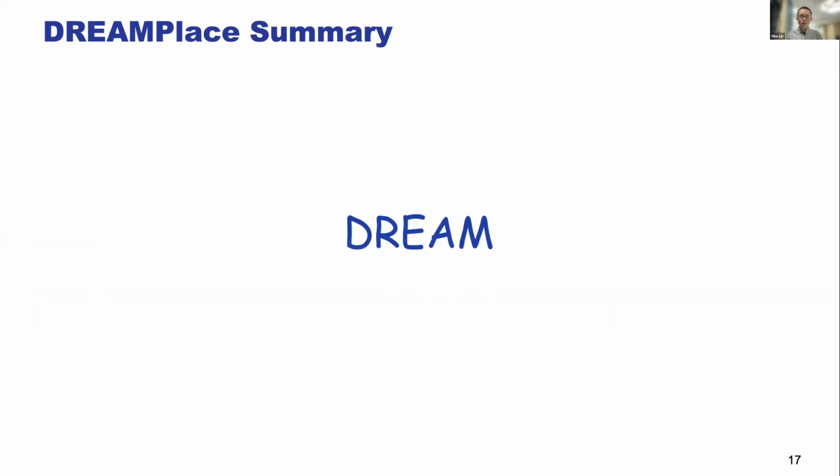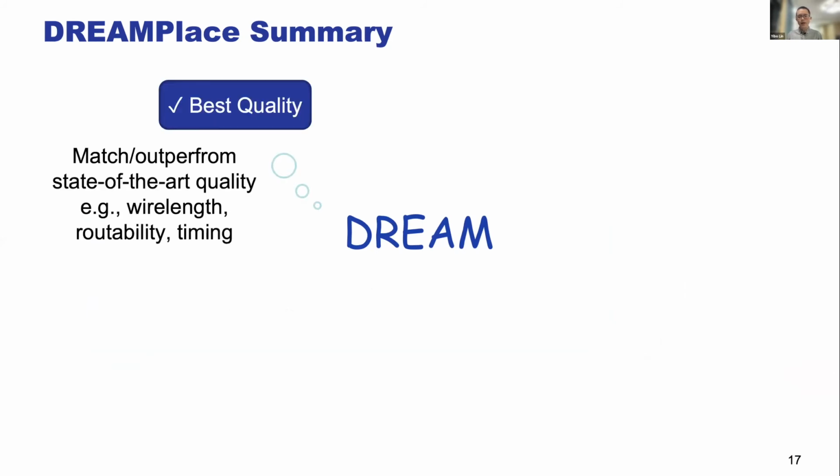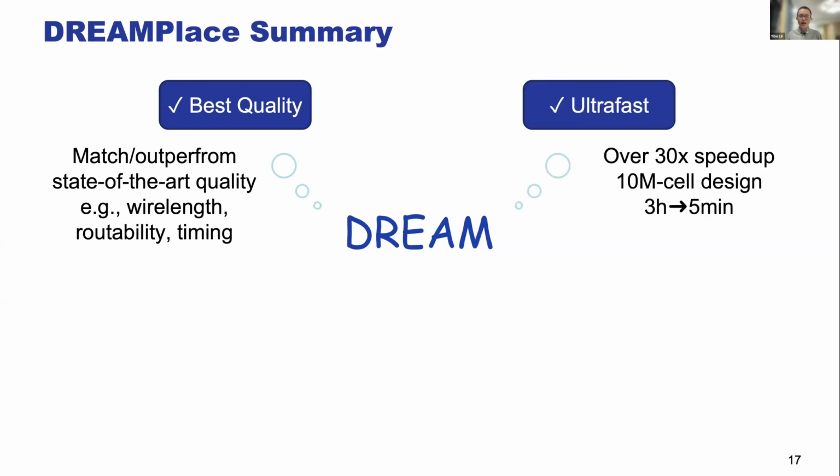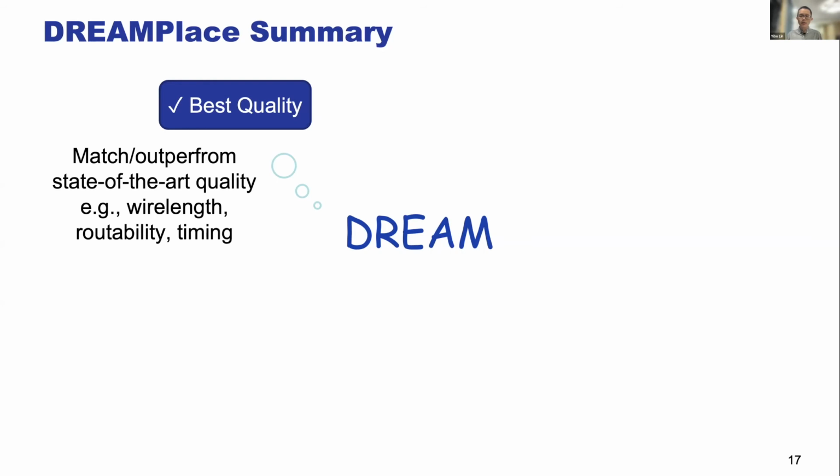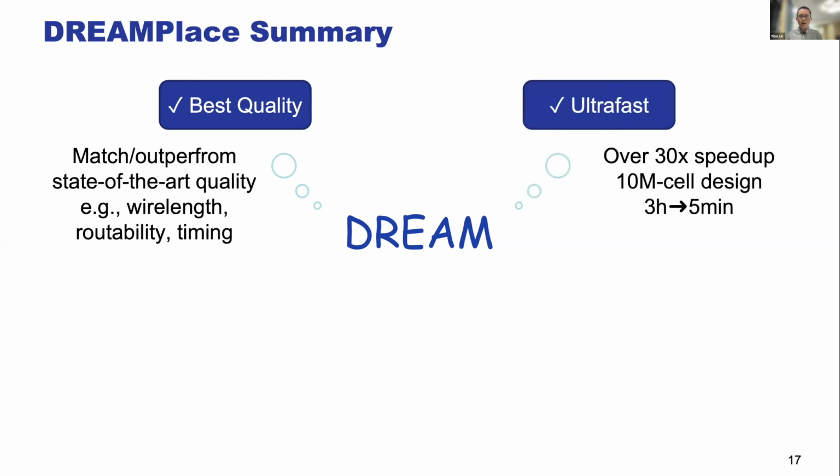If you still remember, we had a big dream at the beginning of this talk. We wanted to have a placer that can produce the best quality. Now, DREAMPlace can match and sometimes even outperform the state-of-the-art placement quality in wirelength, routability, and timing. We wanted to have an ultra-fast placer. Now, DREAMPlace can achieve over 30 times speedup and finishes 10-million-cell designs within 5 minutes compared with the 3 hours on CPU.